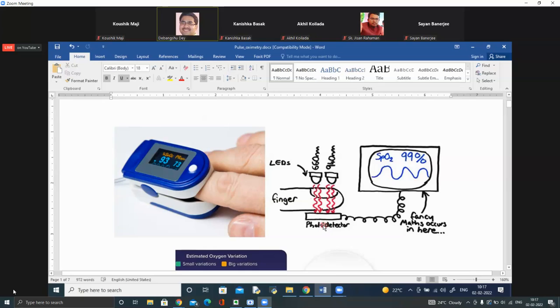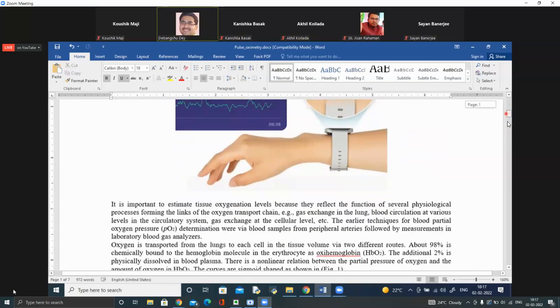And there are also other things. Whenever the heart pumping and other things occur, there will be some change in the blood flow. So how to take care of that, or how to use that kind of change in our measurement? First of all, let us discuss that.